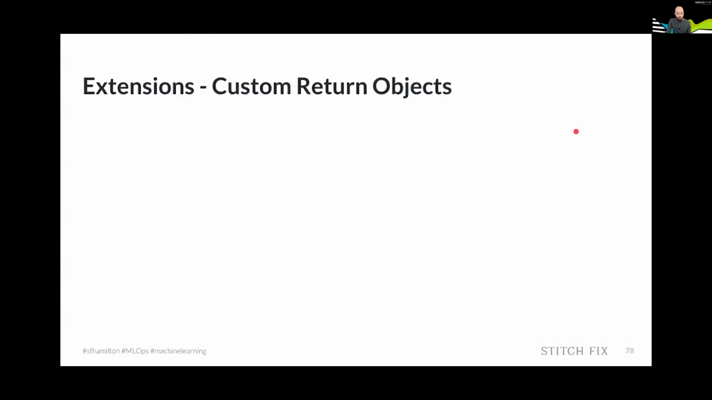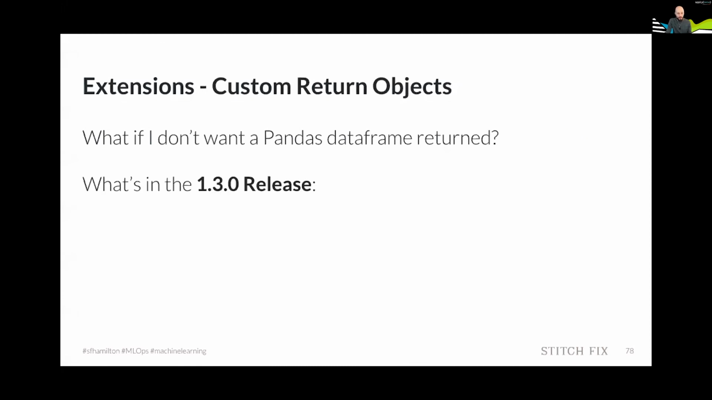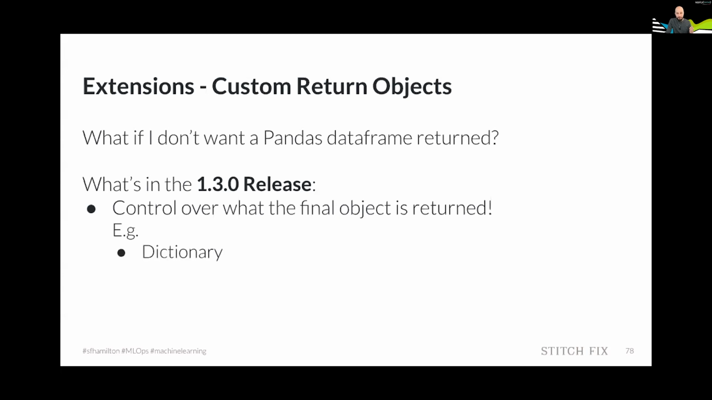So, custom return objects. As I said before, Hamilton grew up building pandas data frames. That's all it used to be able to produce. What if you don't want that? Well, in the 1.3.0 release, you now have control over what the final object can be. So for instance, if you want to return just a dictionary of outputs, you can. Return a NumPy matrix if you're doing NumPy things, or custom objects, or even TensorFlow, PyTorch things, you name it, you now have control over it.